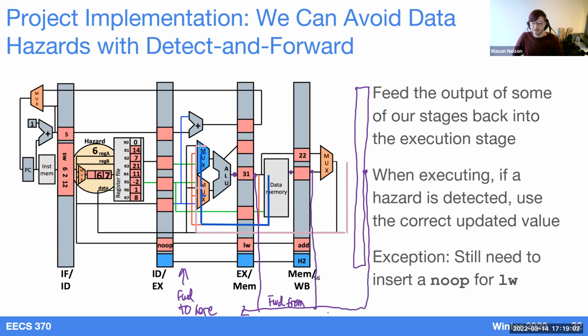And that's data forwarding. So the idea, once again, is that we don't technically have to wait until the write back stage to actually get the value that we need for the next instruction. The only exception is for LW. We want to put some sort of no-op in the execution stage so that the LW can finish the mem stage before the next instruction uses that value. So that's data forwarding.